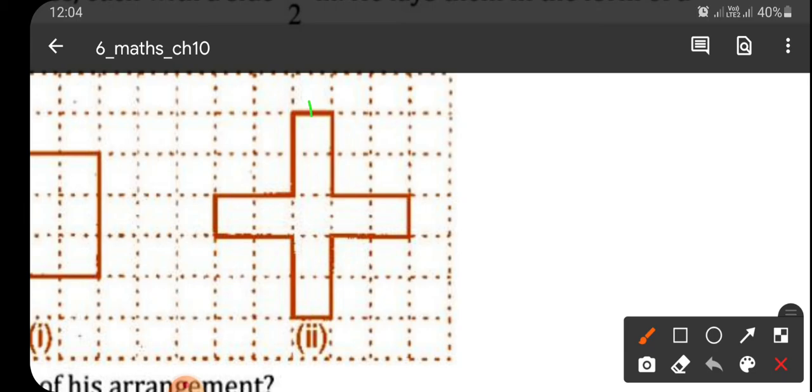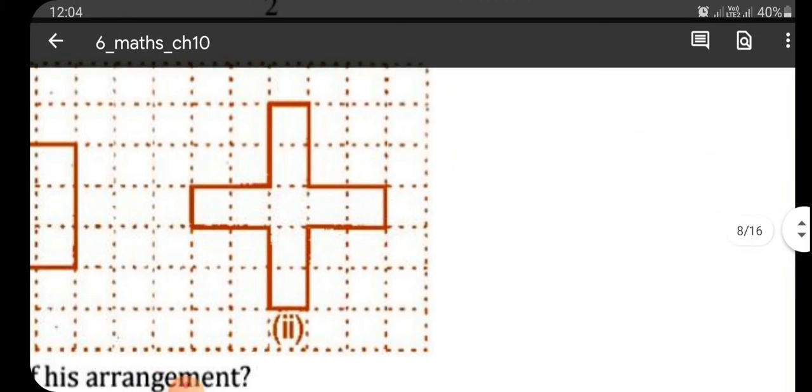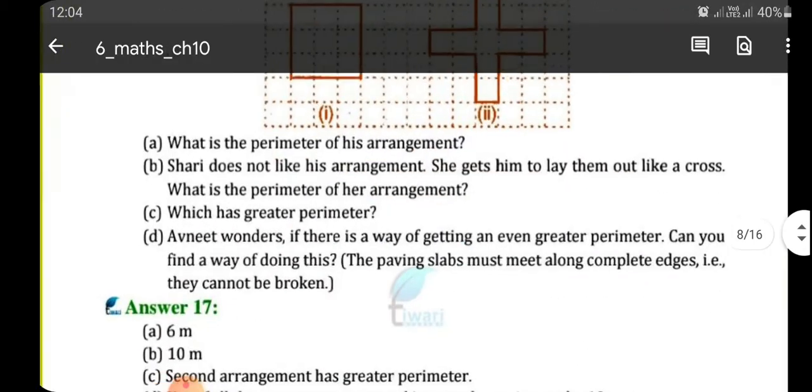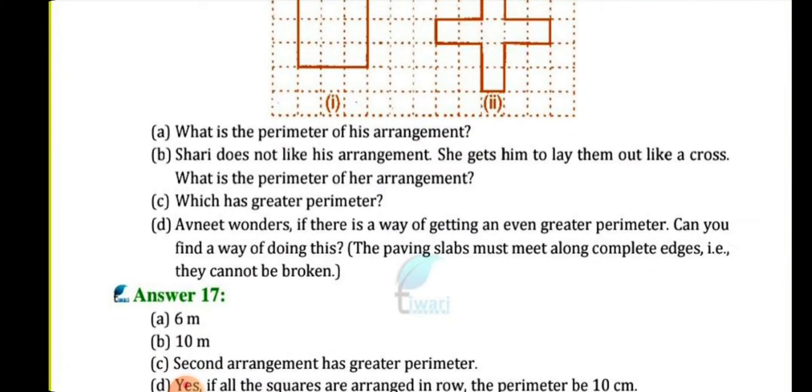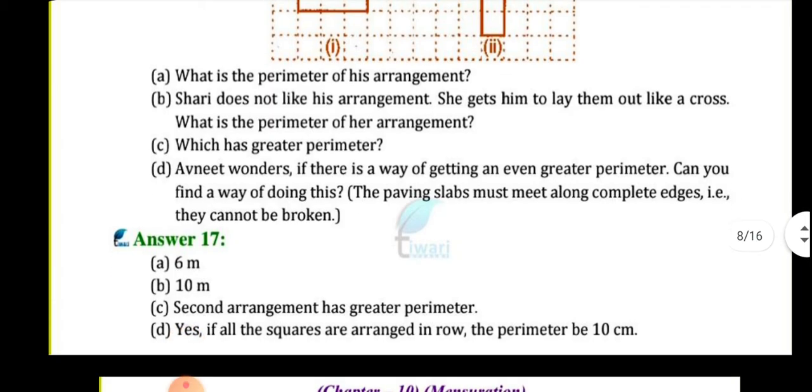Now add them up. 1 by 2 plus 1 by 2 plus 1 by 2. Consider this side. Next. Again. So this way you have to add. You have to consider all these sides, add them up and find the answer. So your answer is 10 meter. Third one, which has the greater perimeter? The second arrangement has the greater perimeter.